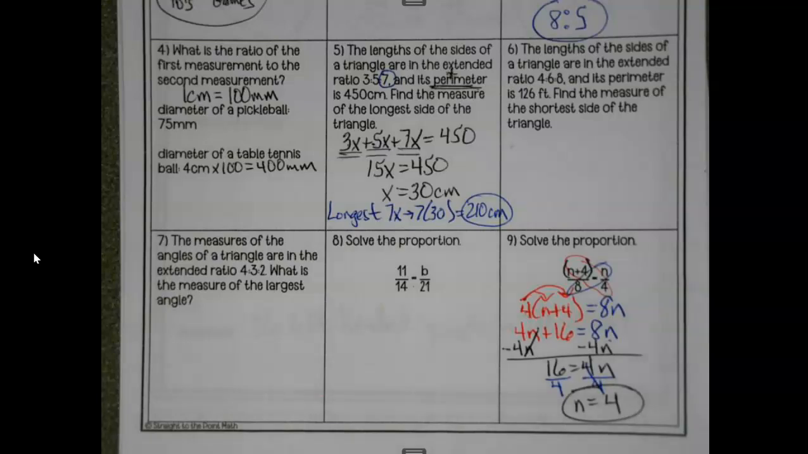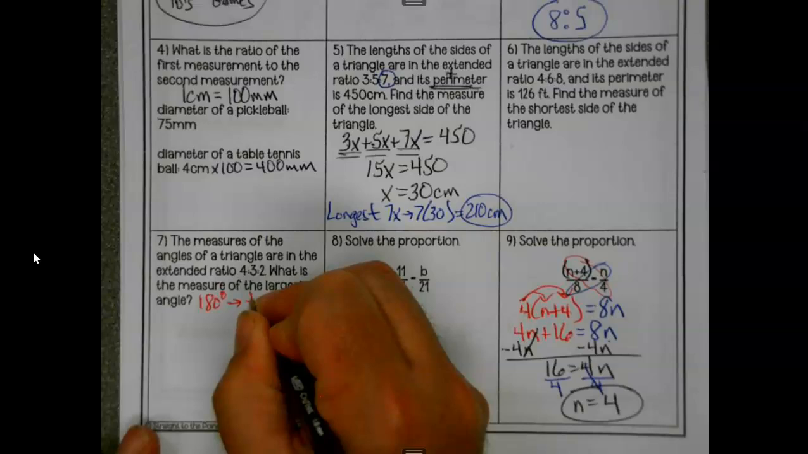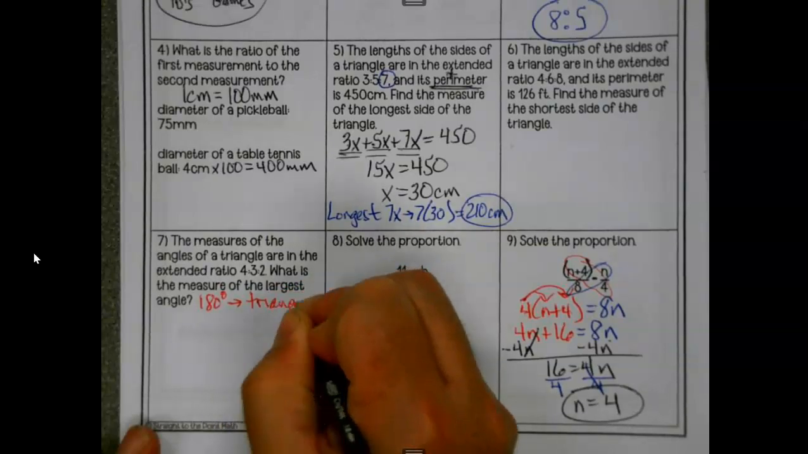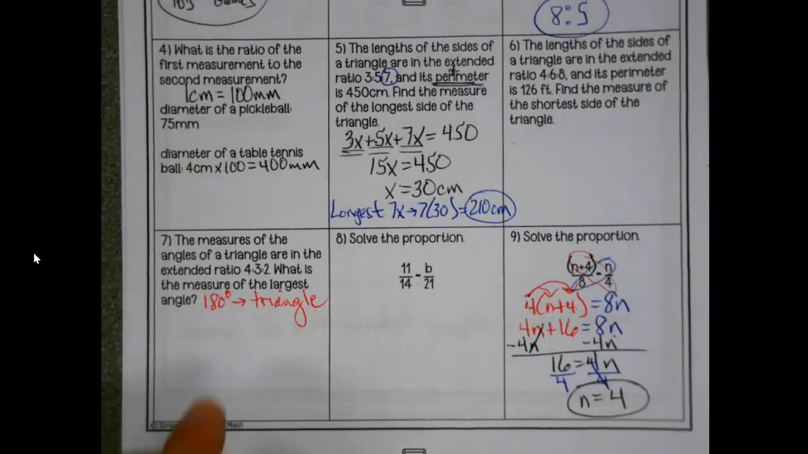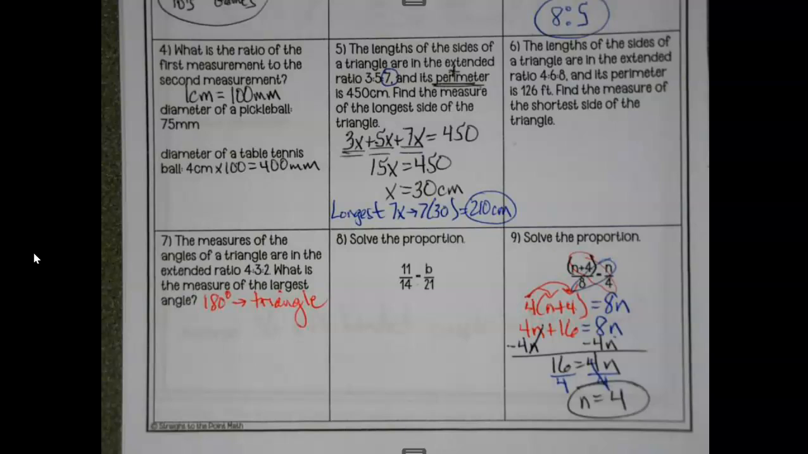How would we do 7? All right. So here, ooh, good question. Okay. The measures of the angles of a triangle are in the extended ratio 4 to 3 to 2. What's the measure of the largest angle? Okay, I need help. How many degrees are there in a triangle? Close. 180. So there's 180 degrees in a triangle. So now you've got your value to be able to set that equal to, kind of like what we did up here with the perimeter. Yeah, a little bit of information we needed there.